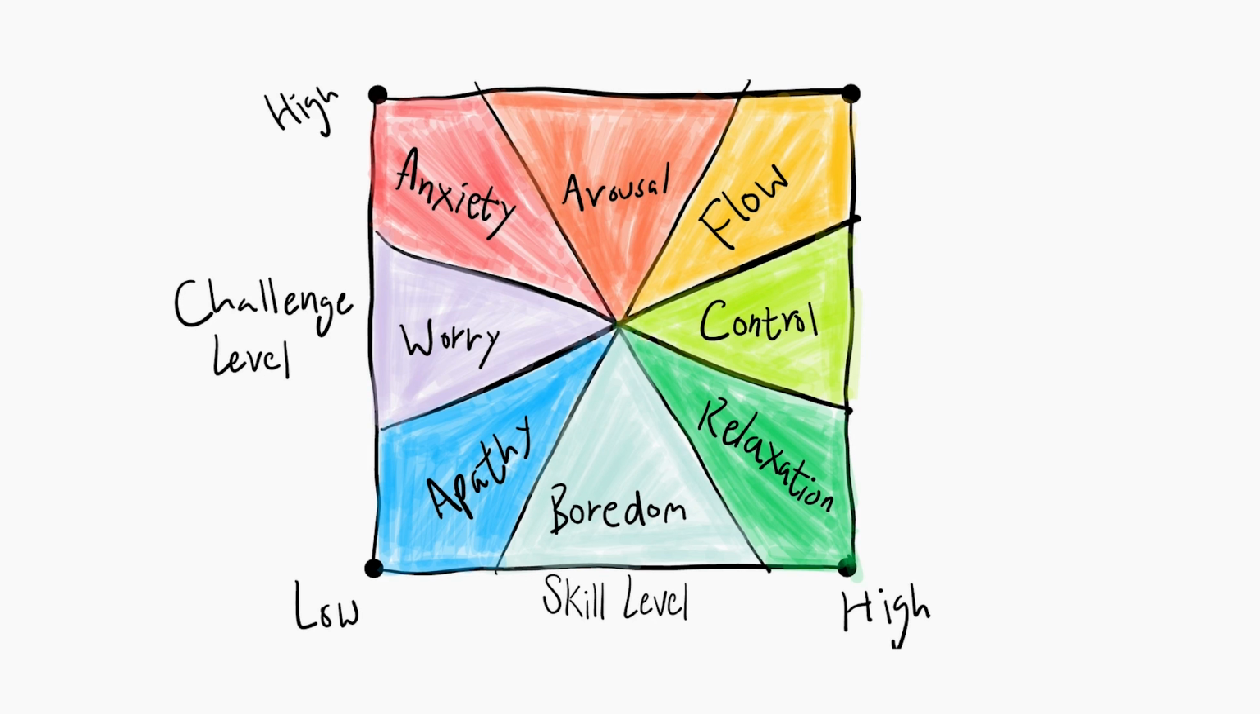So what do you think of the skill challenge flow model? Do you think this accurately assesses how to achieve a flow state? Or do you think there's something that better explains it? Do you feel you have any activities that achieve a flow state? Or do you feel like you lean more towards another category?